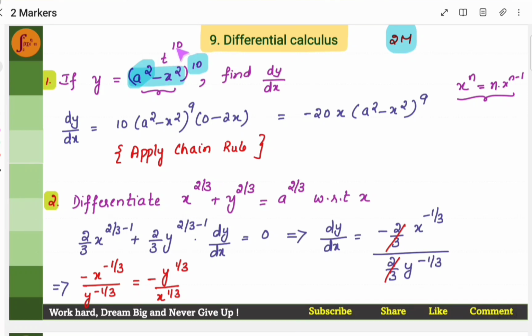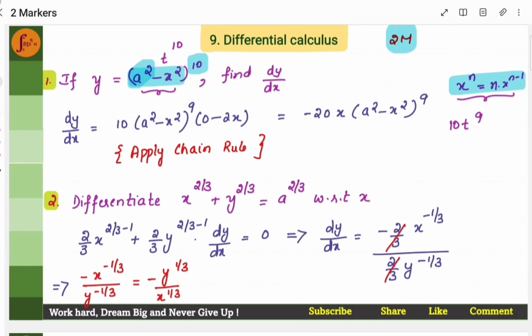The derivative of t to the power 10 is 10 into t to the power 10 minus 1, which is 10 into t to the power 9. What is t here? A square minus x square. Now you'll have to differentiate this a square minus x square. The derivative of a square is 0. The derivative of x square is 2x using the same formula. So you have to apply the chain rule here.